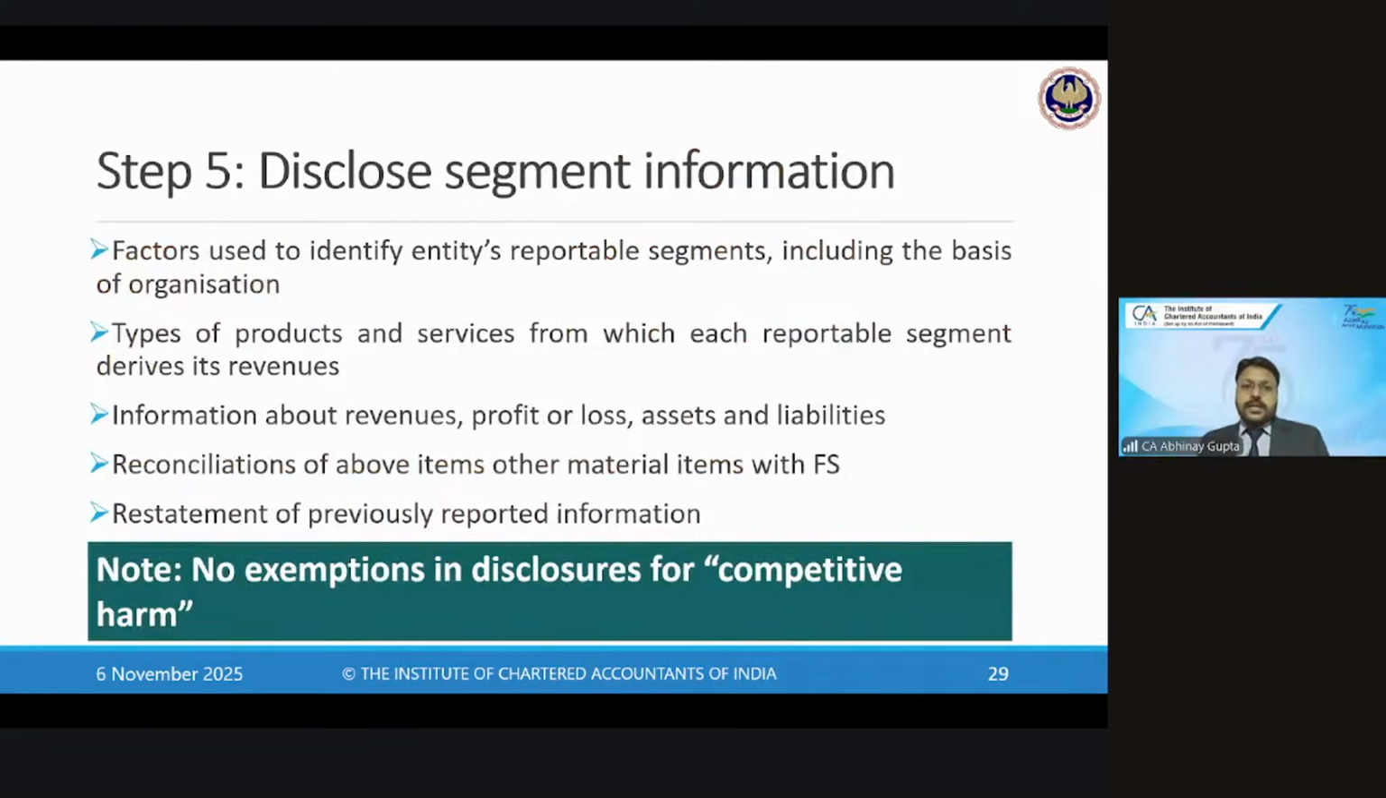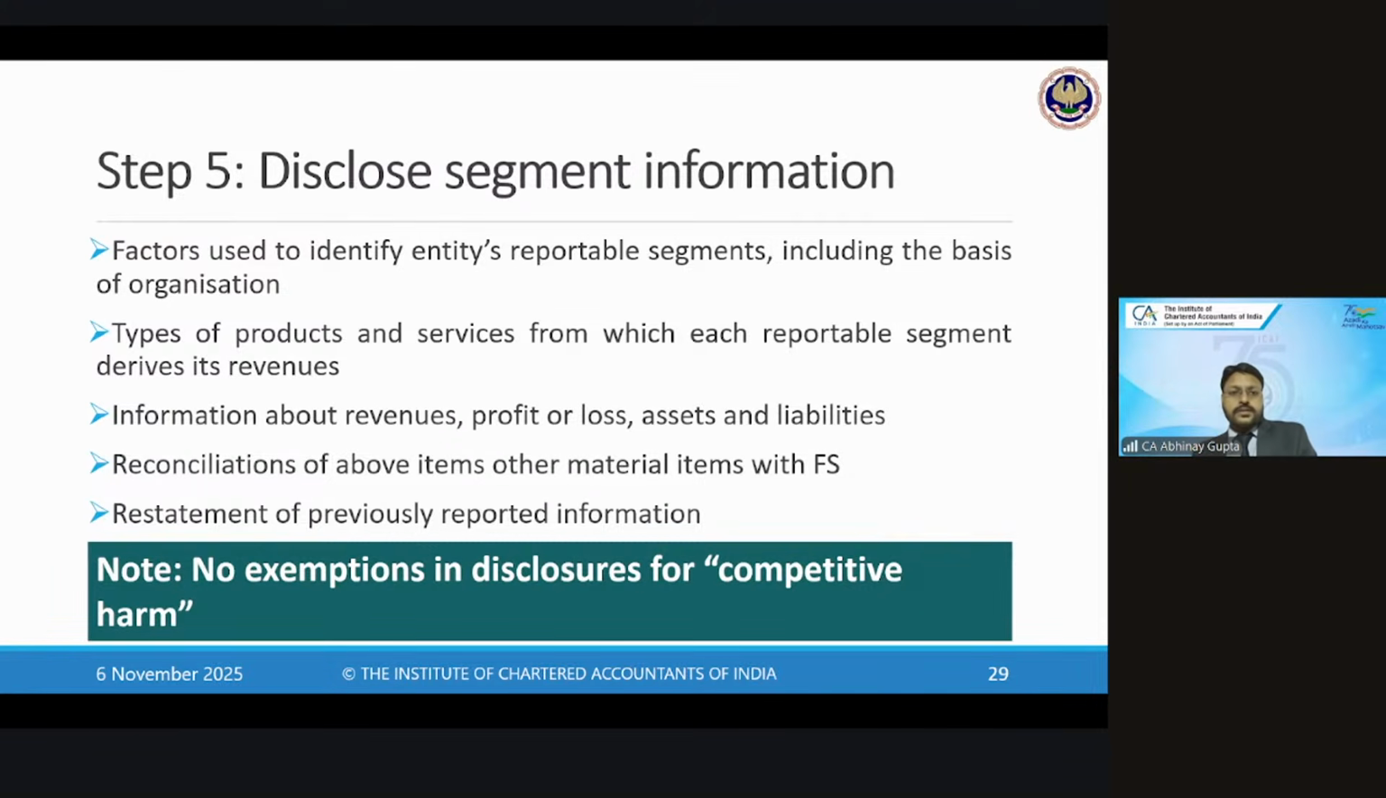Okay. Last step, disclose the information. So this is the purpose of the standard, right? For which we have been doing the entire exercise since morning: identifying the CODM, identifying the operating segments they are reviewing, applying the threshold, coming up with the reportable operating segments, then finding the aggregation opportunities if possible. And then whatever we are left with after the aggregation, we are to disclose. But what exactly is to be disclosed? That is what we are going to talk about now.